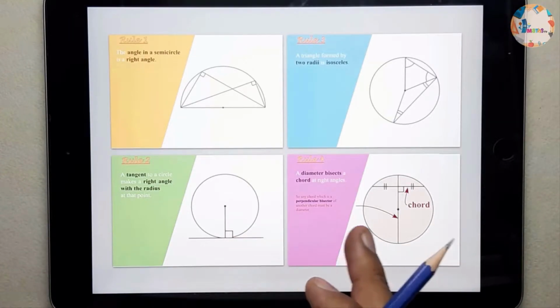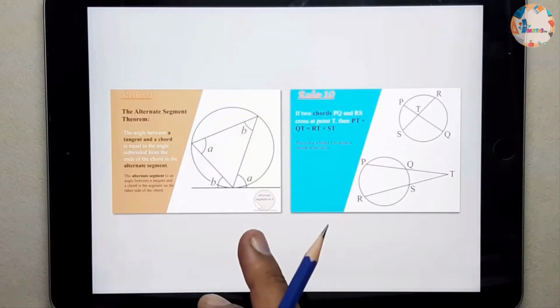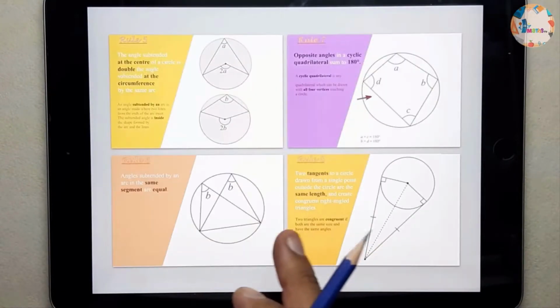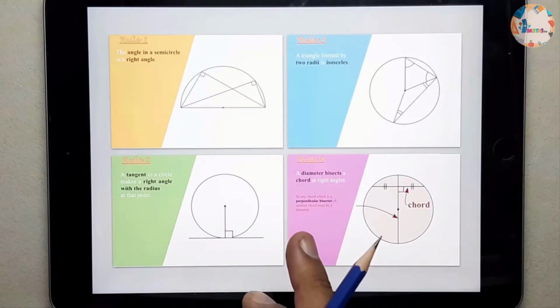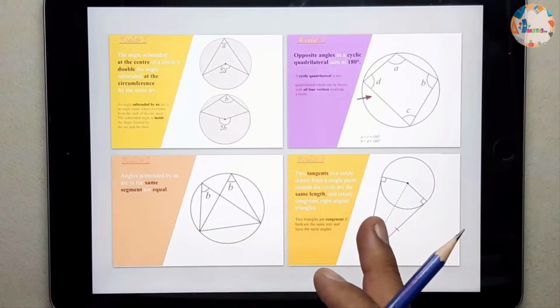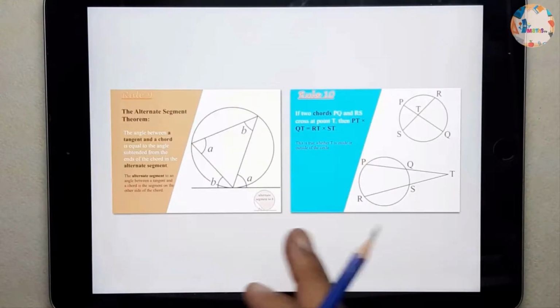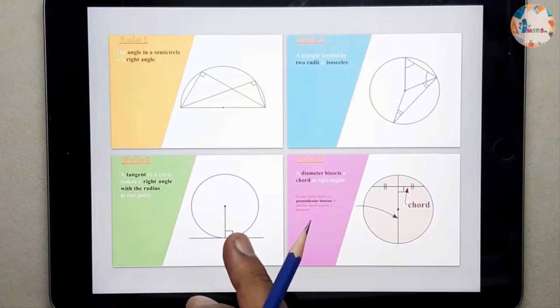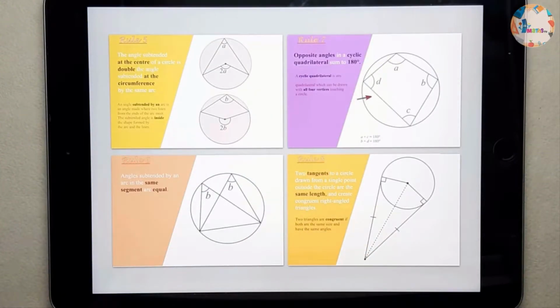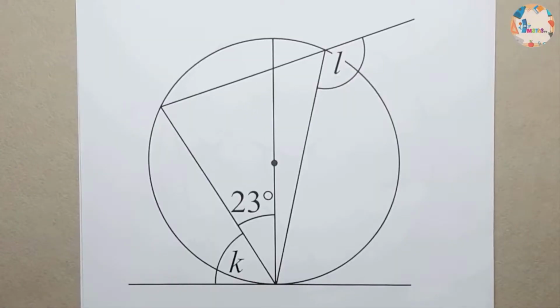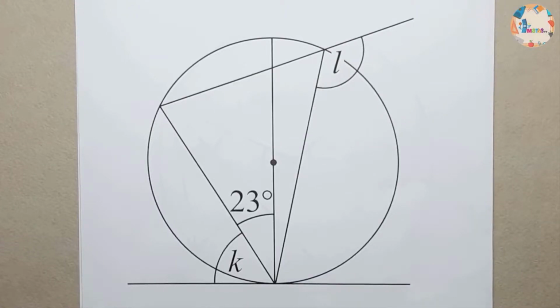These are the 10 rules which we are talking about for circle theorem, and we will be choosing a tricky, difficult circle theorem question and checking which rules need to be applied for that. We have chosen this question for practice.